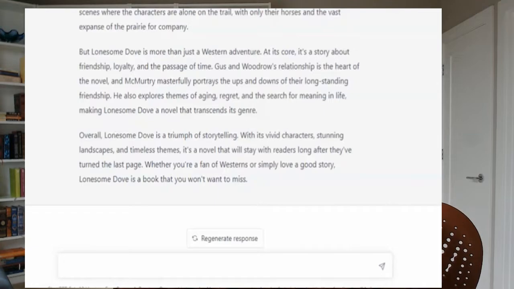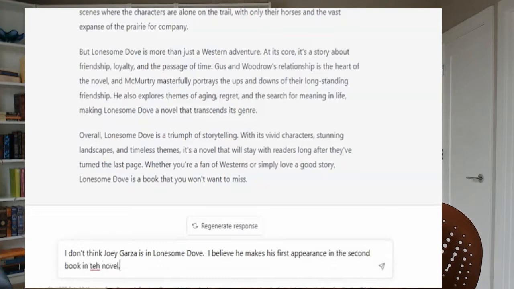That's actually a really great review or great discussion about this particular book. I do want to put in here, I don't think Joey Garza is in Lonesome Dove. I believe he makes his first appearance in the second book in the series.